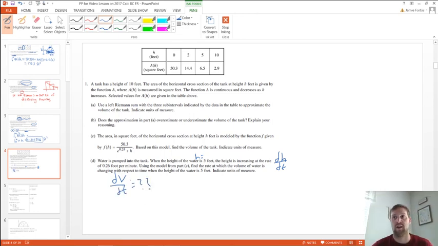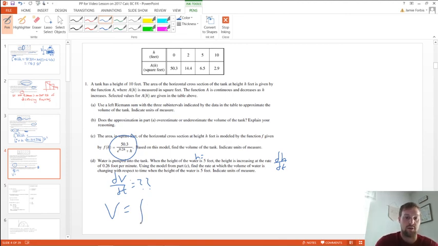That's what it wants us to find. So in order to find dV over dt, I need to have an expression for volume, so I can take the derivative and solve for dV over dt. Well, what is my expression for volume? My expression for volume is the integral of this, like I found in C.